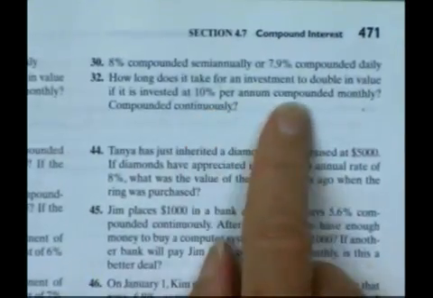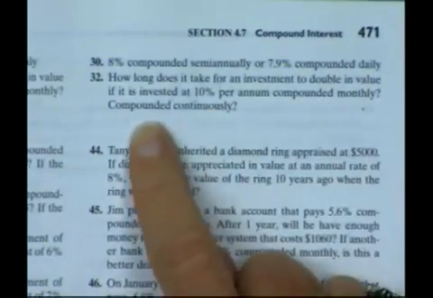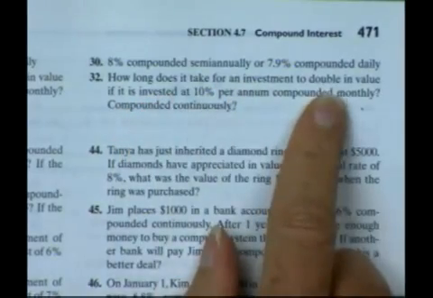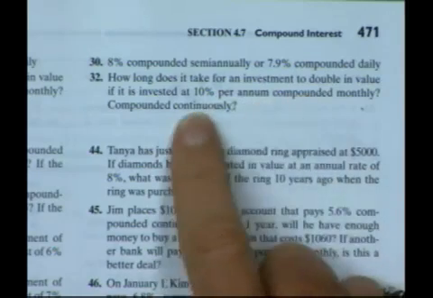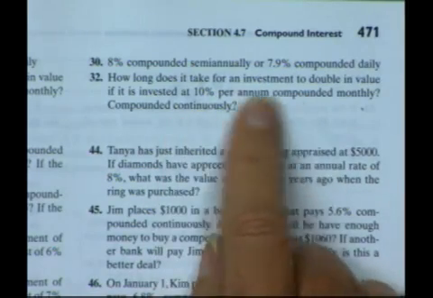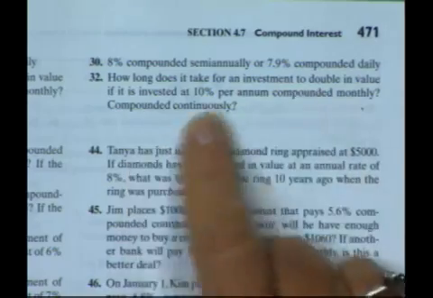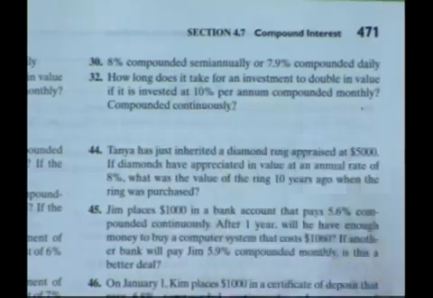This is really trying to get you to look at the difference between compounded monthly and compounded continuously. And everybody's always interested in how long it takes your money to double. Usually that's until you find out it takes too long, so then you better go get another job. It takes a while for money to double. How long does it take?